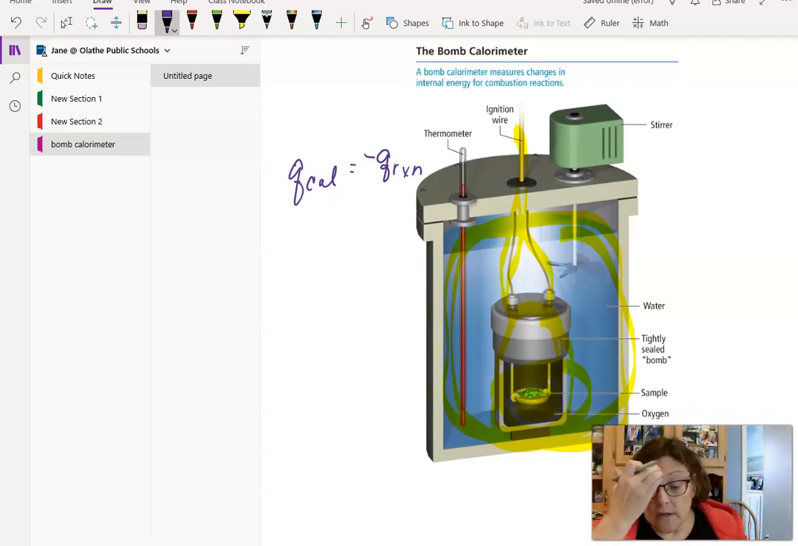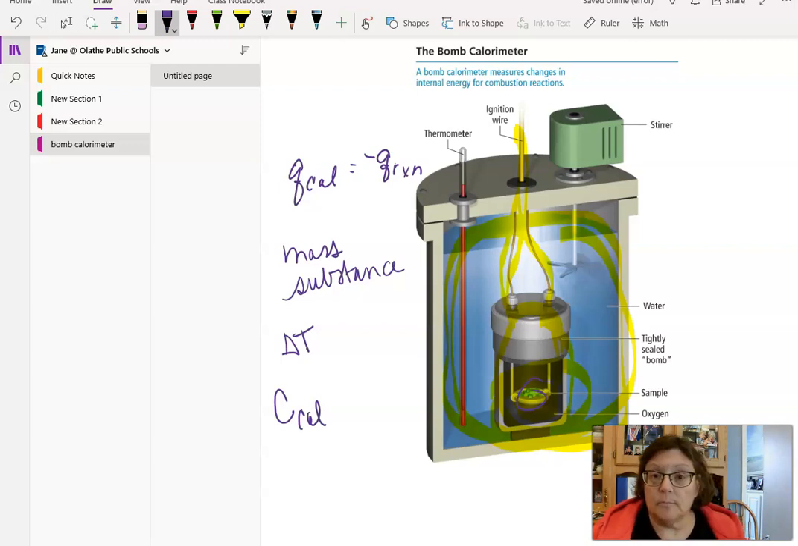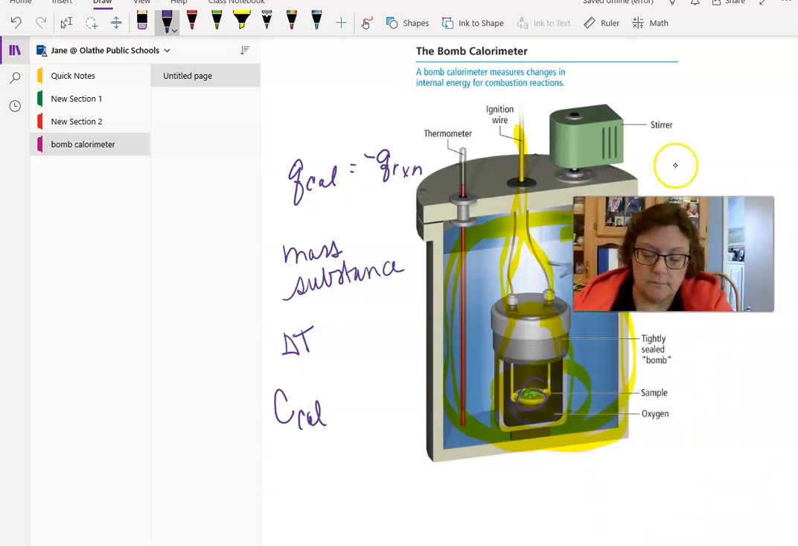Now, the other information we're going to get in these problems is our substance. So we're going to have a mass of substance and the temperature change of the water. And we're also going to have a heat capacity of our calorimeter. Okay? So just like a metal has a heat capacity, calorimeters have a heat capacity as well.